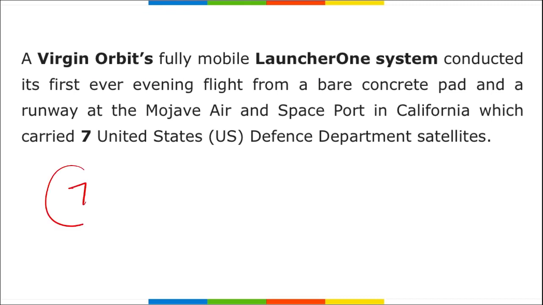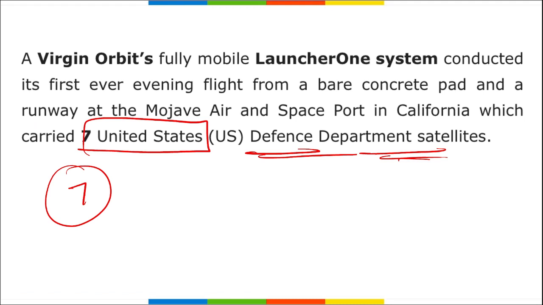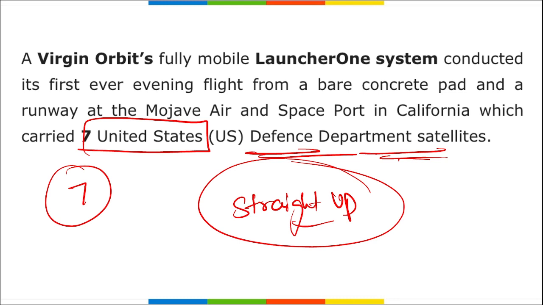It took how many satellites? It took 7 US Defense Department satellites. Highly important. You have to remember that 7 satellites were used. This launch was named Straight Up. That was inspired by American singer Paula Abdul's debut studio album Forever Your Girl.